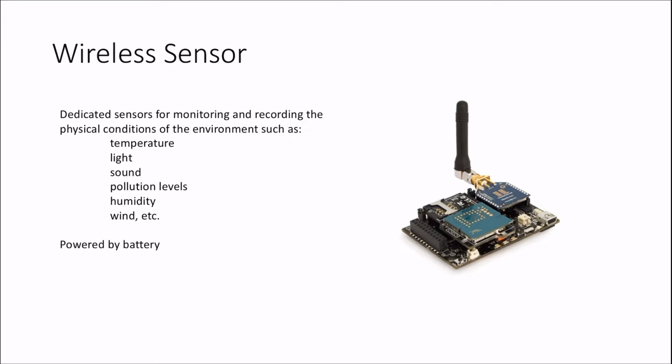First, let me introduce inverse sensors. It's a dedicated sensor for monitoring and recording the physical conditions of the environment, for example, temperature, light, sound, humidity, wind, etc. Those physical conditions describe the environment. And commonly, the inverse sensors are powered by batteries. So you can imagine we can deploy those sensors into some area without any power supply, right?